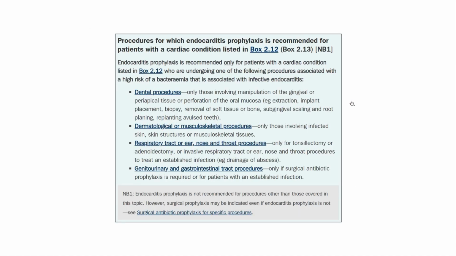And the only real procedures are highly invasive dental procedures, so not a filling, but extraction of teeth or anything that's going to be cutting the gums. And then basically other things, really, getting your tonsils out, adenoids out. Basically, the point is that we're wasting antibiotics by giving them to too many people.